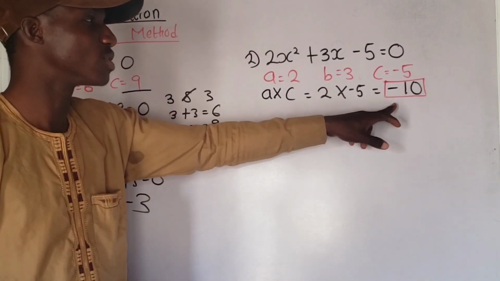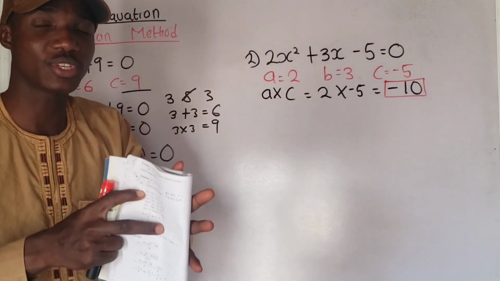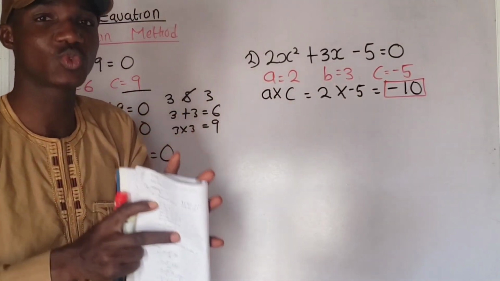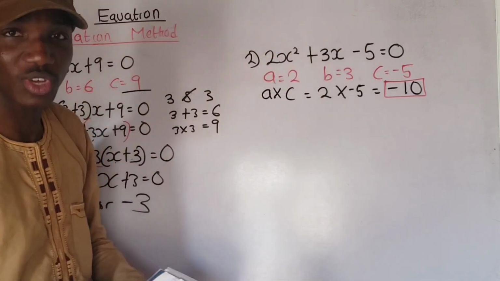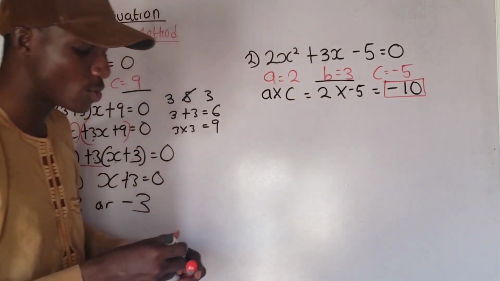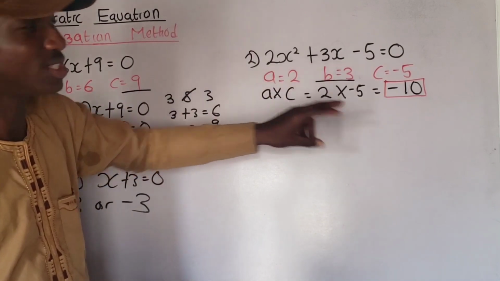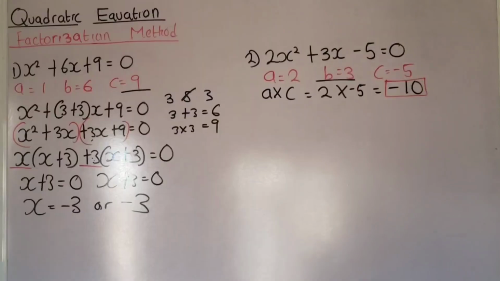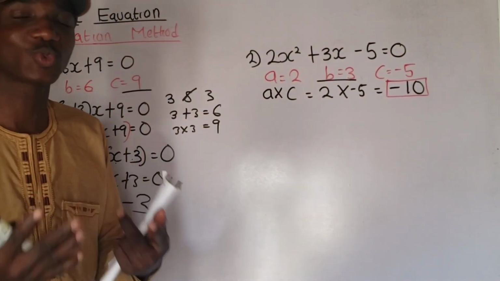Now, having taken their product, the next step is that you have to think of two numbers such that when you take the product of these two numbers, it must give you negative 10. And when you add these two numbers together, you must get the second term, which is what? Plus 3. Do you understand? The second term in this quadratic equation is this. So, what are those two numbers such that if I take their product, I must get the product of a and c, which is negative 10, and when I add these two numbers together, I must get 3? Let me give you the time to think. What are those two numbers?